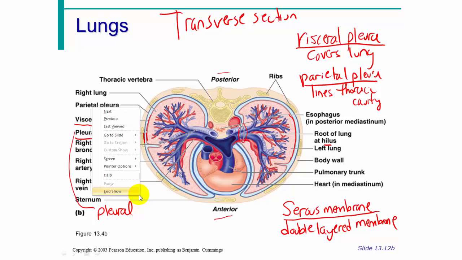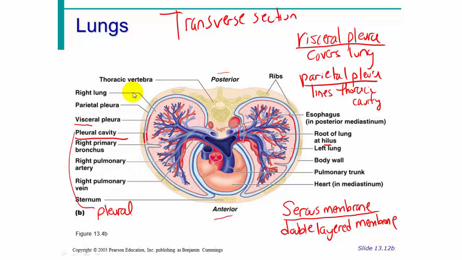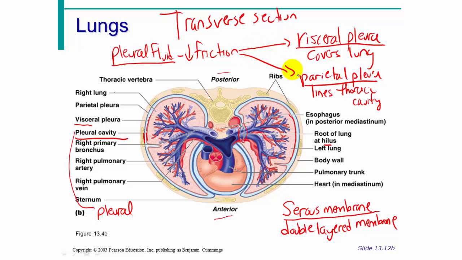Oops, sorry about that. Oops, not going to let me write down there. So I'm going to write up here, pleural fluid. So the purpose of the pleural fluid is twofold. One, it reduces friction between the two layers. It reduces friction between the visceral and the parietal layer. That's one role. The other role is it allows the lungs to adhere to the walls of the thoracic cavity.